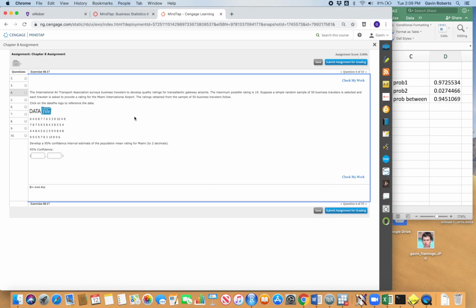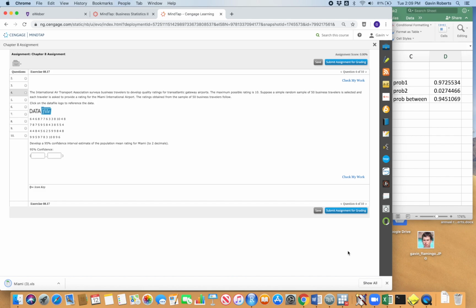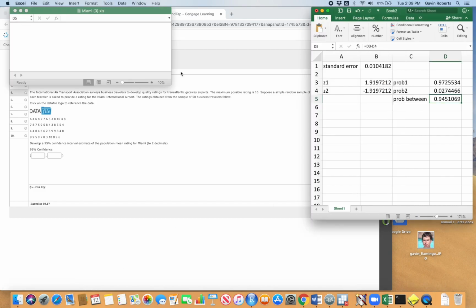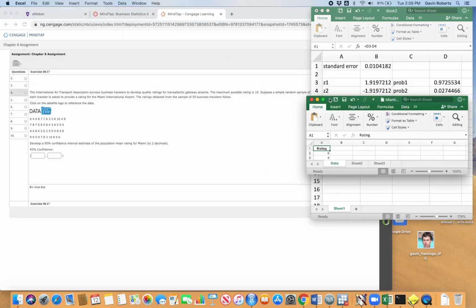The International Air Transport Association surveys business travelers to develop quality ratings for transatlantic getaway airports. The maximum possible rating is 10. Suppose a simple random sample of 50 business travelers is selected and each traveler is asked to provide a rating for the Miami International Airport. The ratings obtained from the sample of 50 business travelers follow. Let's click on this. That's the data, but this will open it in our handy dandy calculator. I've downloaded this 3 times. I must be some kind of nerd.